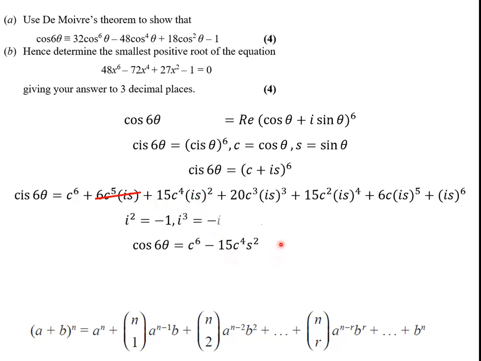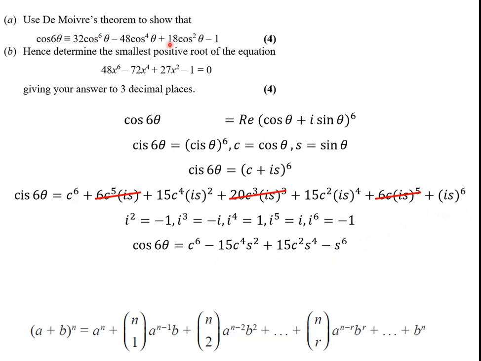but I'll have a minus 15. This one's going to be minus i when I cube i, so that's imaginary, forget about that one. This is going to be real because I've got i to the power of 4, and that's equal to 1, so it's just going to be 15C squared S to the power of 4. This one, well, i to the power of 5 is i, so that's imaginary, and get rid of that one. And then we've got i to the power of 6, which is minus 1, so that's real, so we've got minus S to the power of 6.